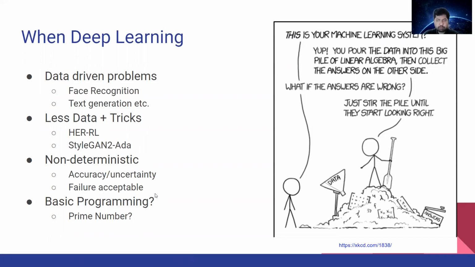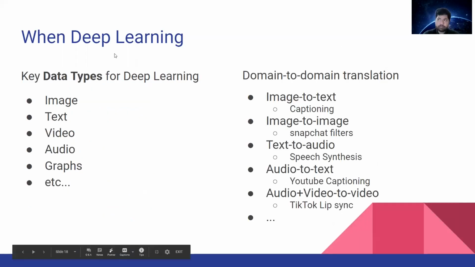The next is that there are lots of basic programming algorithms, like a prime number generator or other types of algorithms, where lots of people have applied deep learning to those, but it doesn't really work that great. So it's very important to recognize when to use deep learning and when not to. So I'm going to share some key rules of thumb that help you decide whether to use deep learning to solve your problem or not.